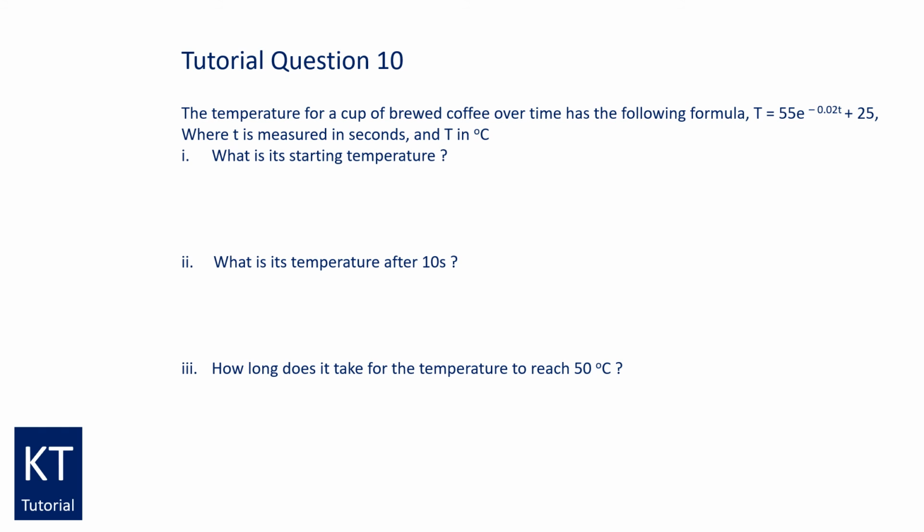Tutorial question 10. The temperature of a cup of brewed coffee over time has the following formula, where the small t is measured in seconds and the capital T is in degrees Celsius. 1. What is the starting temperature? The starting temperature is when t equals 0. This allows the capital T to come to 80 degrees Celsius.